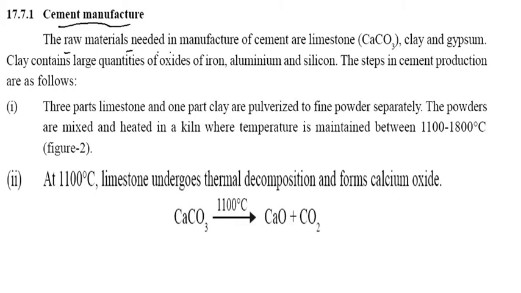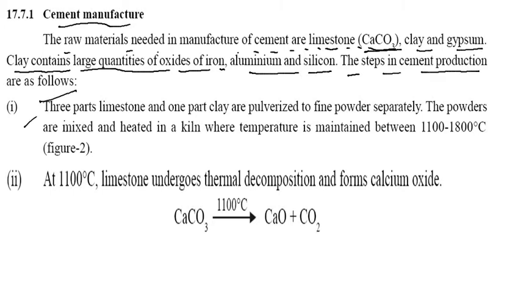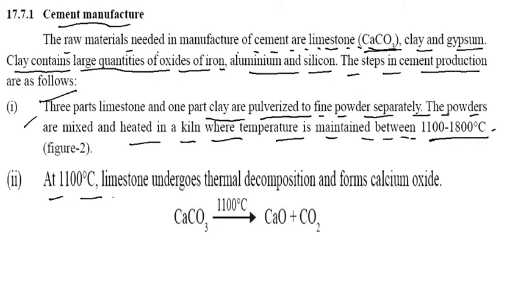Cement manufacturing. How is it manufactured? The raw materials needed in the manufacture of cement are limestone, clay and gypsum. You will remember the limestone. The clay contains a large quantity of oxides of iron, aluminium and silicon. The steps in cement production are as follows. First, 3 parts limestone and 1 part clay are pulverized to fine powders separately. The powders are mixed and heated in a kiln where the temperature is maintained between 1100 and 1800 degrees C. At 1100, limestone undergoes thermal decomposition. It forms calcium oxide. It is the reaction of limestone.